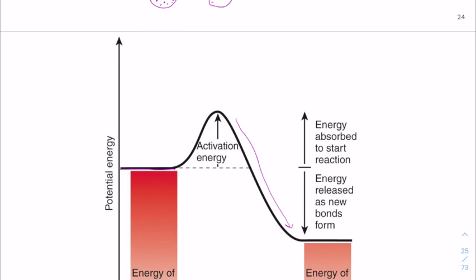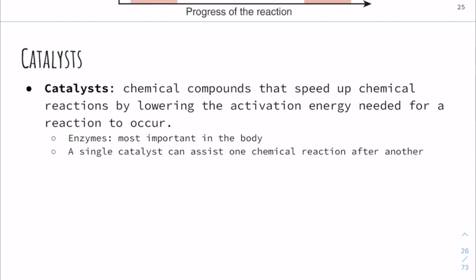So a catalyst. A catalyst is a way to speed up a reaction. It causes things to happen a lot quicker, because it lowers that activation energy. So we don't need as much energy to start that chemical reaction. And in the body, we have hundreds of different kinds of enzymes. Enzymes are catalysts in the body that help speed up chemical reactions. A single catalyst or enzyme can be used for several chemical reactions. They're not going to be used for one reaction and be done. They can be used over and over and over again to help create as many chemical reactions as possible.